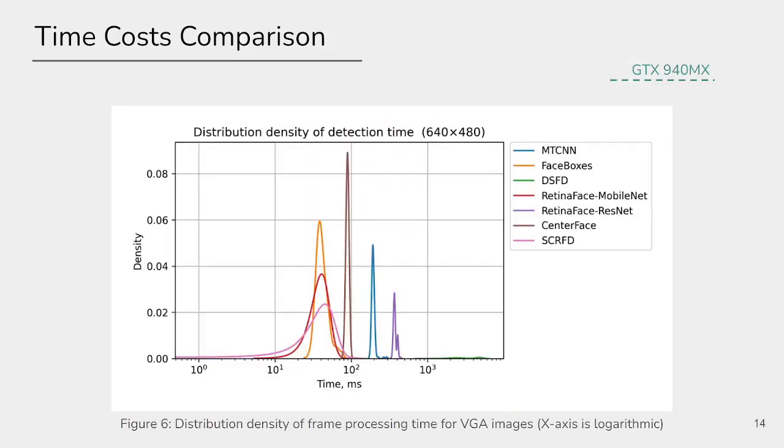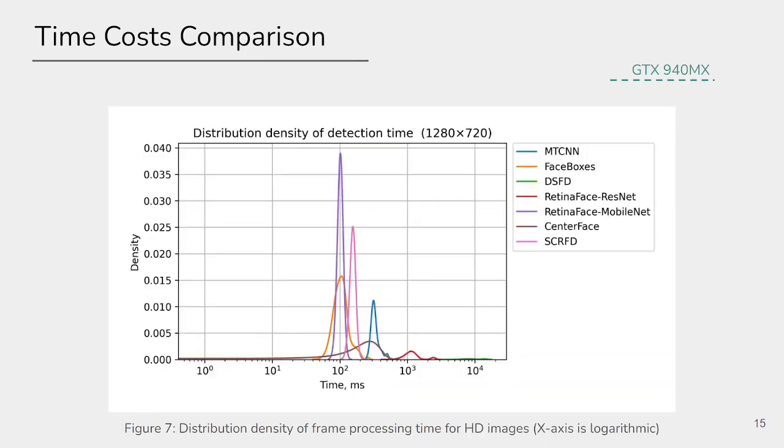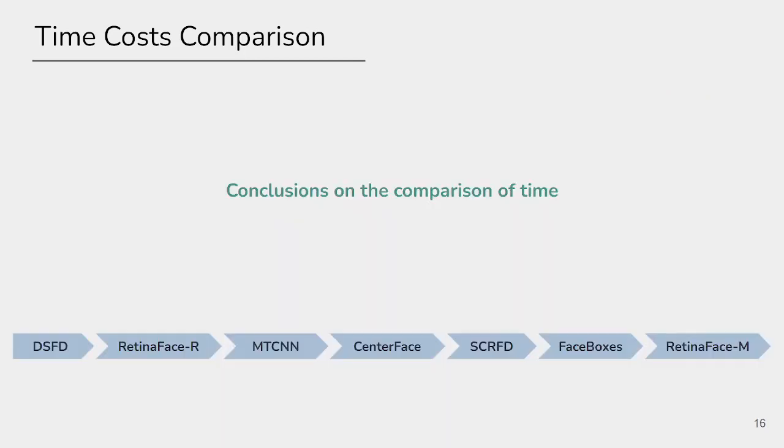Next, the detectors were compared in terms of processing speed per frame. The density of the frame processing time distribution for VGA resolution images is shown in Figure 6. The same results were obtained for HD resolution images. The conclusions of the time comparison are presented on the current slide. The methods are ranked from slow to fast, from left to right.